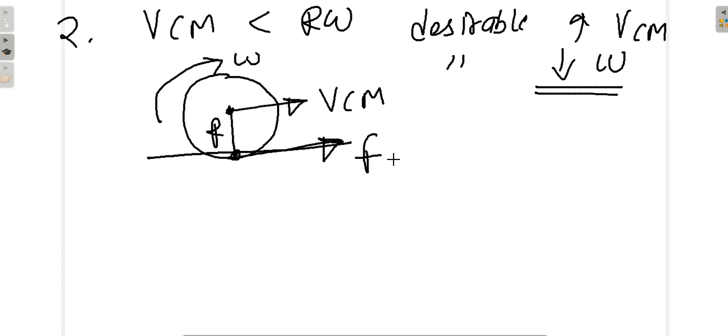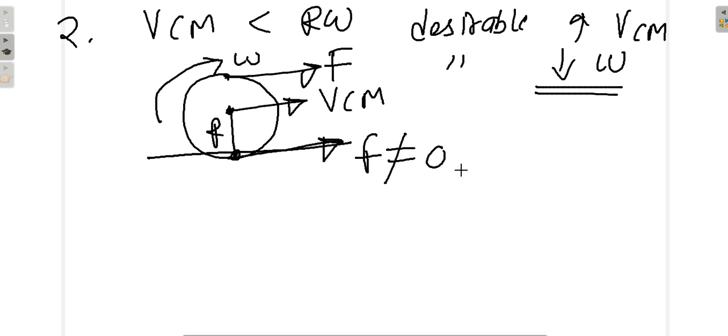I am repeating this again and again. The force of friction will disappear in case of pure rolling motion provided there is no external force. If you are pulling this continuously with some force F, then the force of friction will not disappear. It will still be there. Okay.